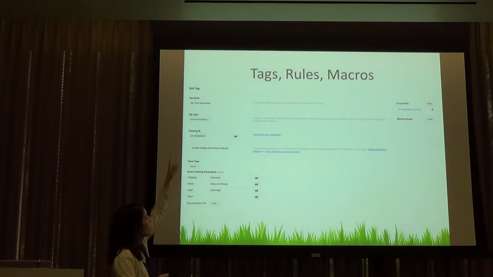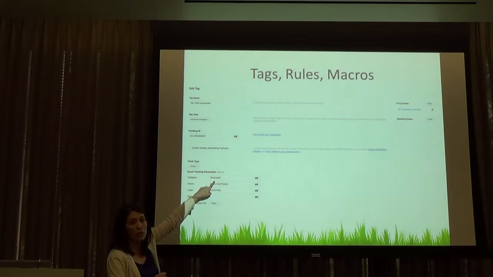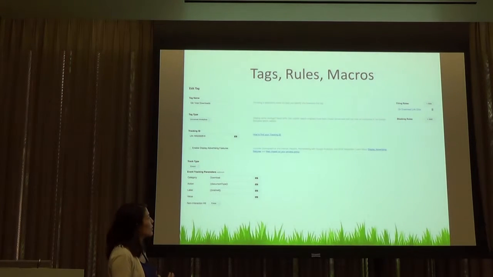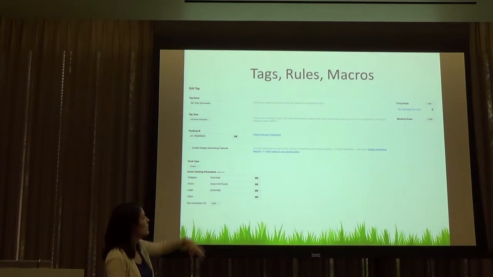So the tag name, I'm tracking downloads here. This is in Universal Analytics, and there's my ID. And then these are the important parameters. This is what's going to show up in Google Analytics. It's going to say download as the event that happened. So that's how I know, oh, my event is a download.